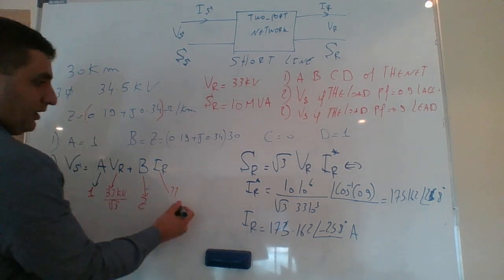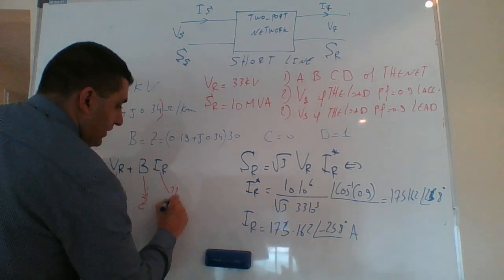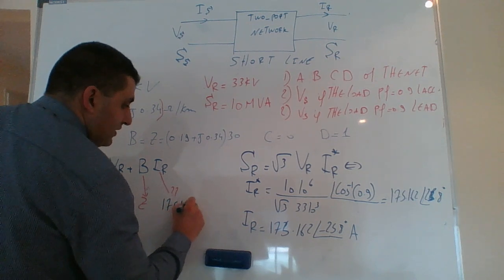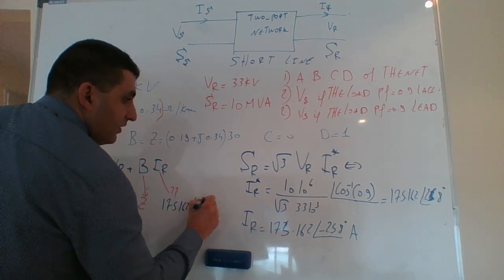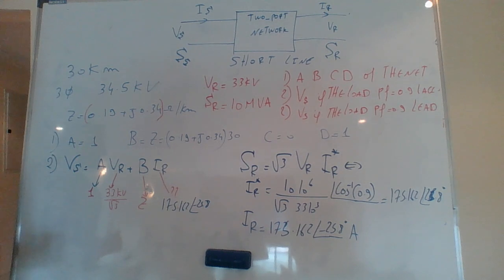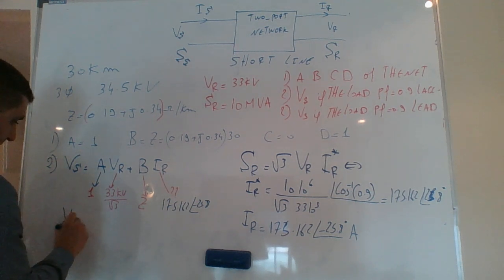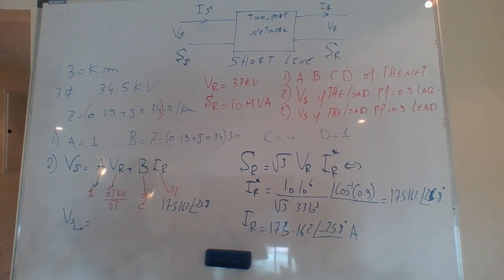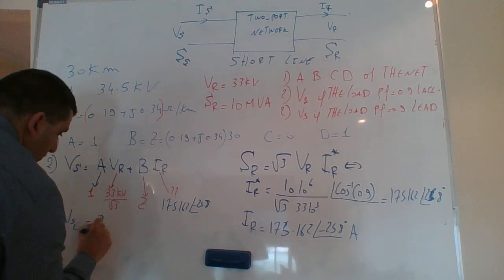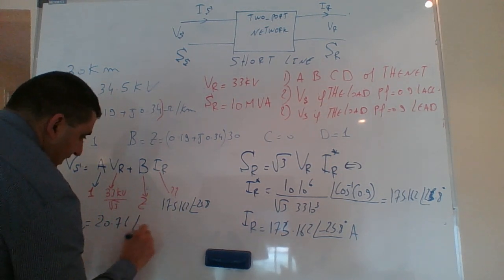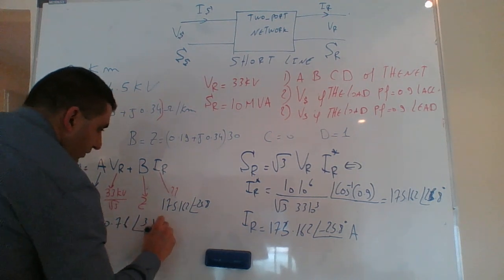Now I apply IR, I put IR in here, which is 175.162 angle of minus 25.8. This will give us VS line to line, VS, this VS, line to neutral. If you do the calculation, you will end up with an answer of 20.76 angle of 3 kilovolt.